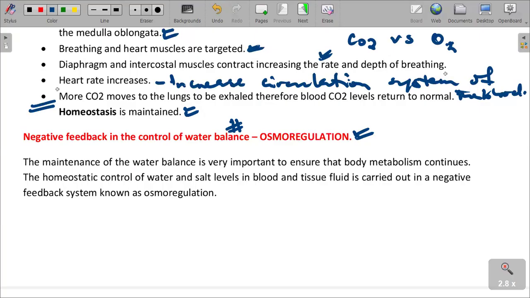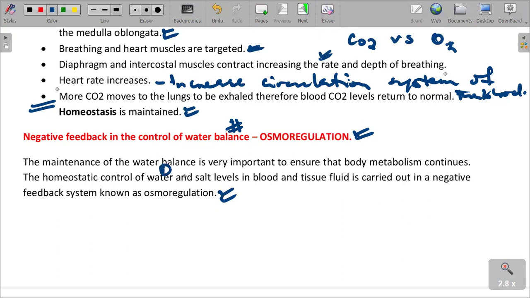So in this case, I am sure that we need to understand the essence and the importance of water in the body. Water is a dissolving substance. It is a medium of transportation. It performs multiple functions in the body, which are very vital for life. So homeostatic control of water and salt levels in blood and tissue fluid is carried out in a negative feedback system that we call osmoregulation.